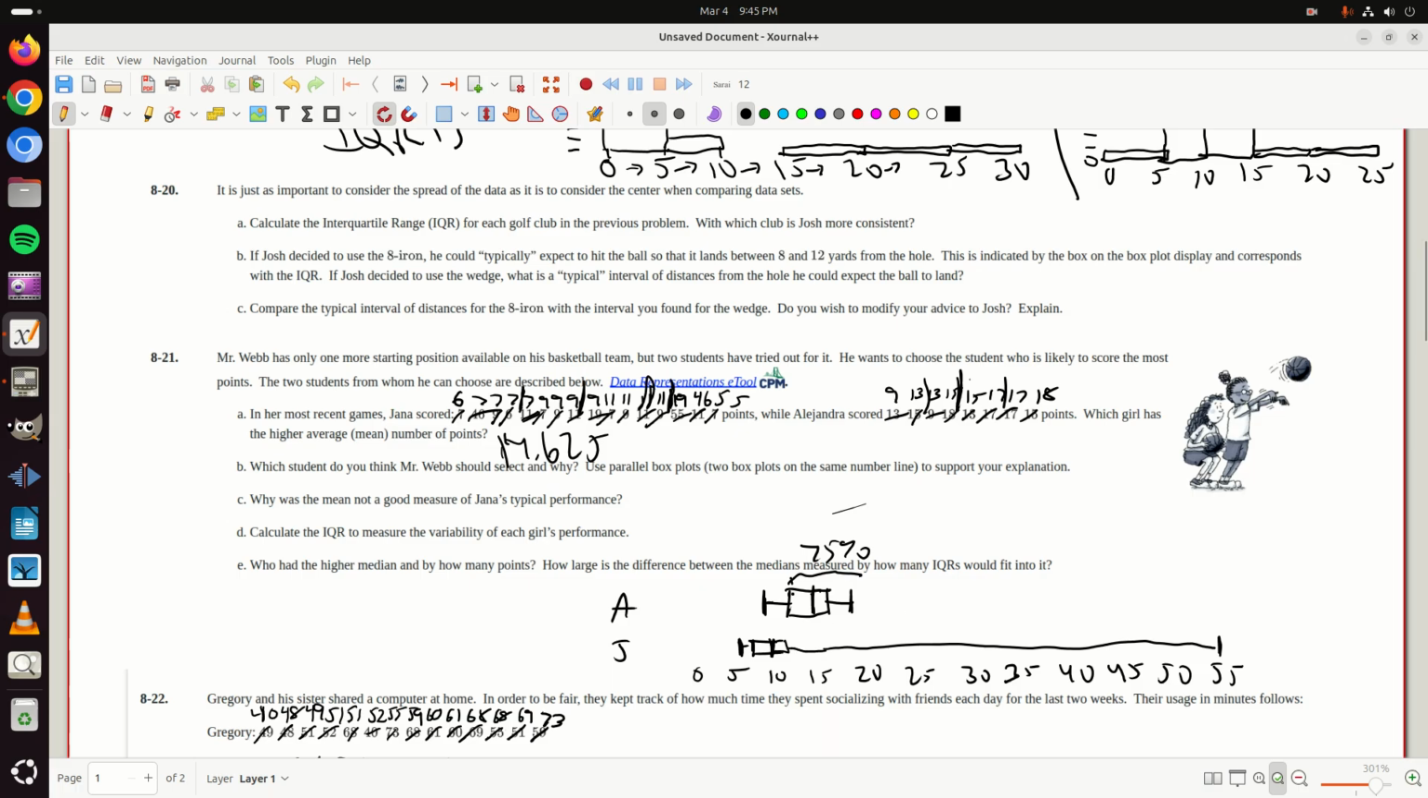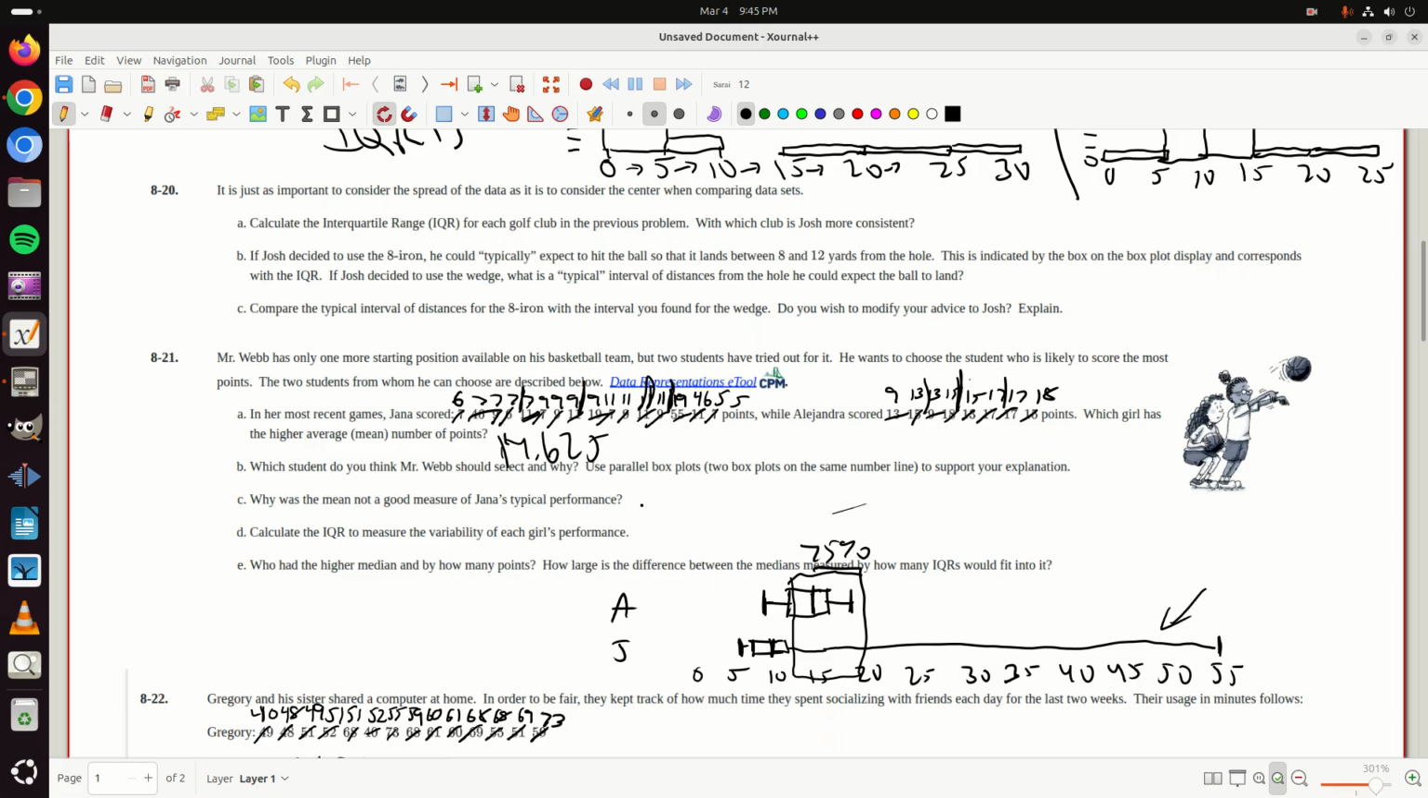So you can see 75% of her games were above 25% of her games. So, you know, depends on what you want to go for. If you need someone to just go bonkers and go absolutely insane and go Jordan on them, then I guess you would take Jana. But if you just want some consistently decent points, then I think Alejandra is the one you want to go with.